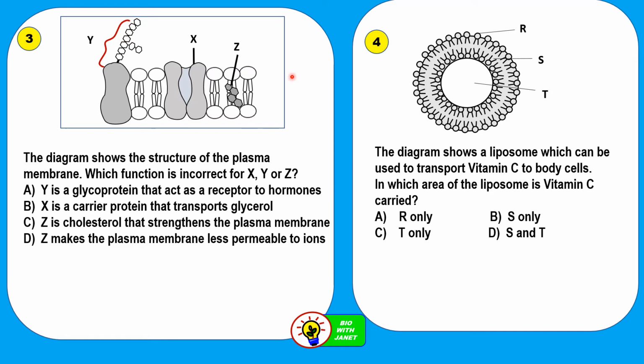The third question, the diagram shows the structure of the plasma membrane. Which function is incorrect for X, Y, or Z? A, Y is a glycoprotein that acts as a receptor to hormones. B, X is a carrier protein that transports glycerol. C, Z is cholesterol that strengthens the plasma membrane. And D, Z makes the plasma membrane less permeable to ions. Time starts now.